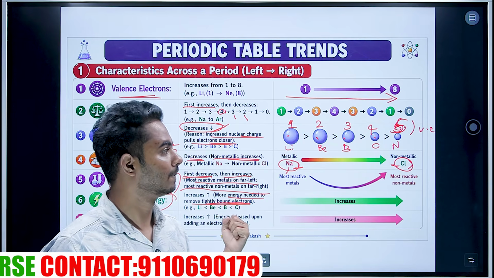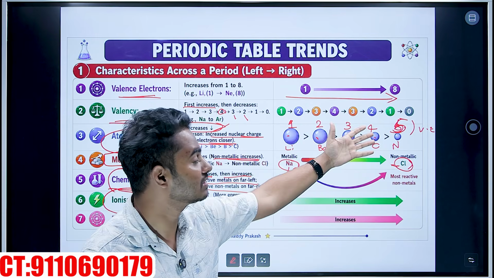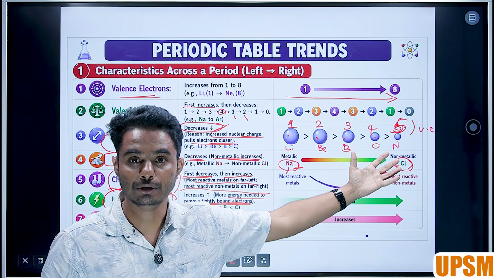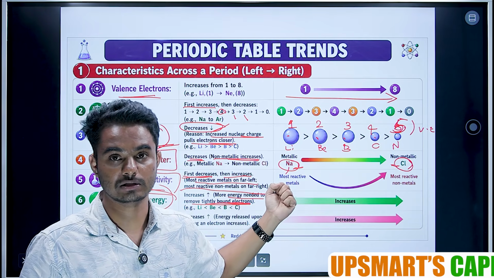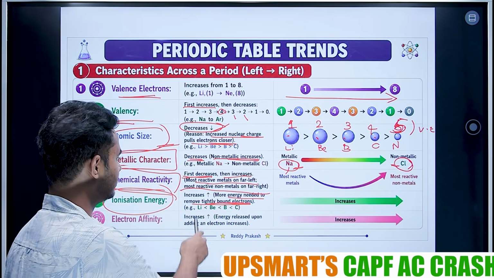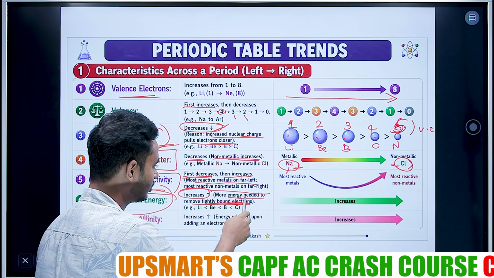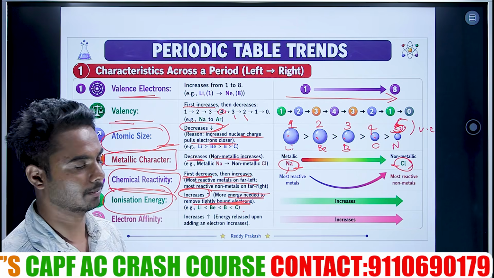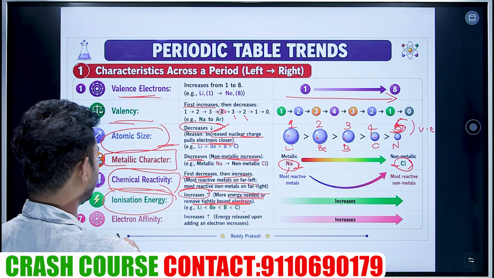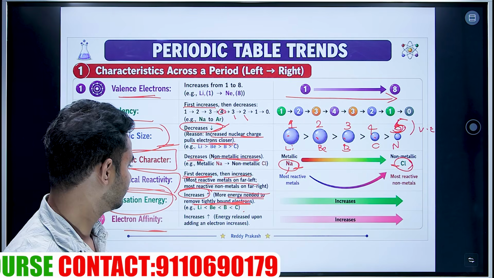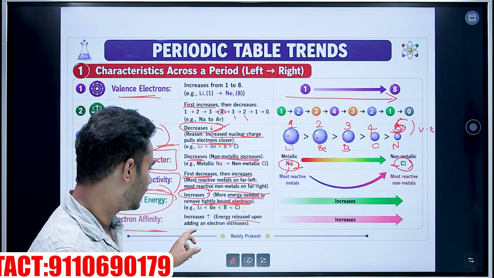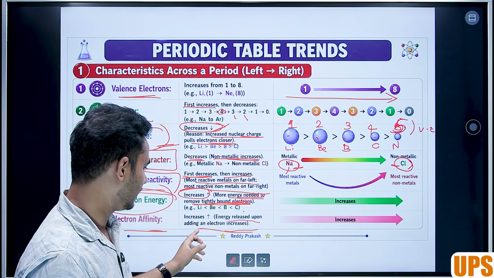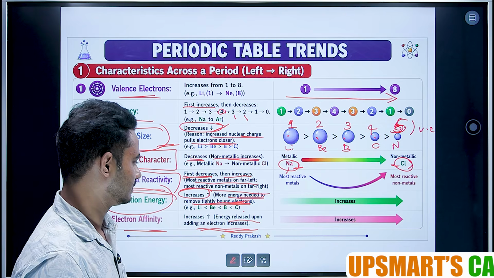So now you tell me, will ionization energy increase or decrease? That means, will the amount of energy needed to remove these electrons increase or decrease? It will increase, right? So ionization energy will increase. That means more energy is needed to remove tightly bound electrons from lithium to carbon. Next, electron affinity. Electron affinity means energy released upon adding an electron, and it increases.